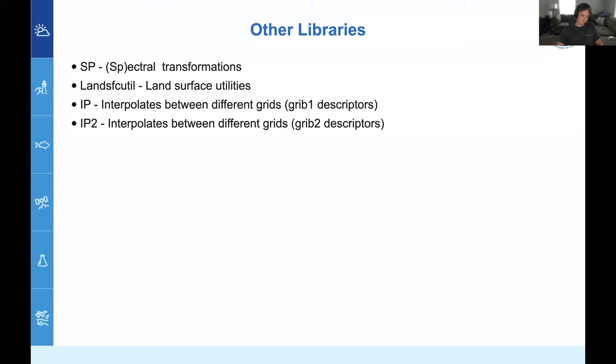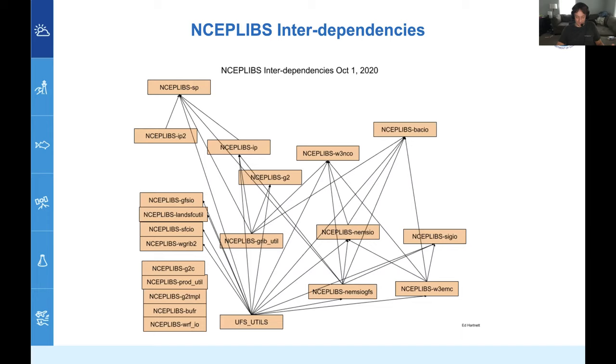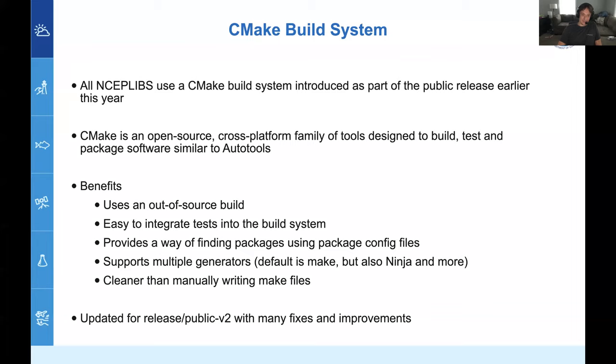And this is just a picture of all the libraries and how they interact with each other. So it would be kind of confusing to build all this by hand. That's why we have this CMake build system and this NCEP libs umbrella build, which will build everything for you, much as NCEP libs external builds all the necessary external packages. The benefit of the CMake build that we have is that it provides these package configs, so you can easily link them into your CMake build, which is what everything we've transitioned to.